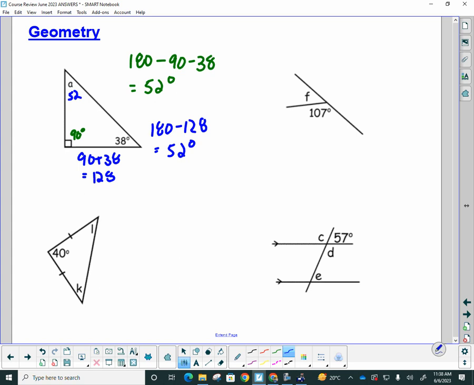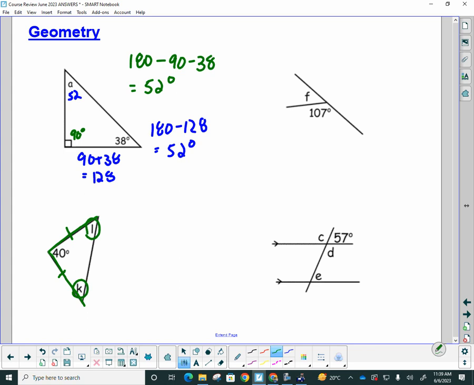Let's go look at the one below here. This one is an isosceles triangle. We know it's an isosceles triangle by seeing that this side is equal to that side. That's what this says. Because they are equal, the two opposite angles are also equal. So this is going to equal this.